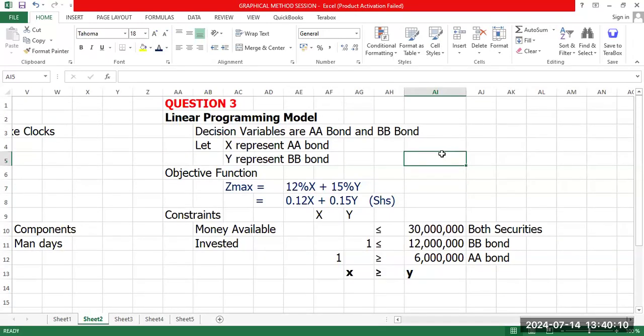The fact that you don't know the amount you invested in X, this is like 12% on your investment in X. You expect 12% on your investment X, but do you know the amount of money you invested? No, it is represented by X. Here you expect 15% on your investment Y.